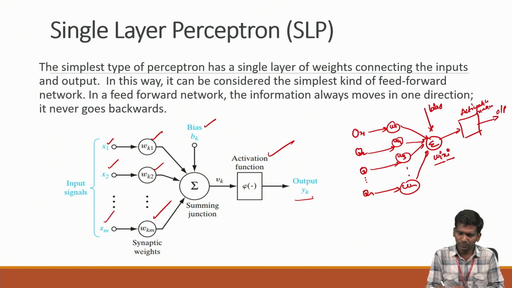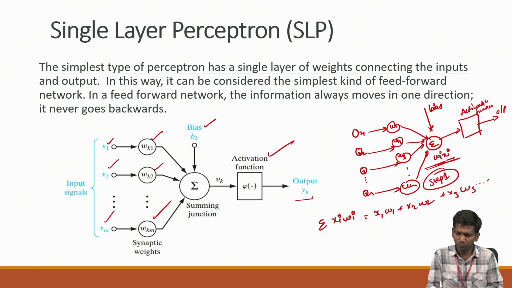If you observe here, how does the SLP process work? It works in two steps. In the first step, the inputs and weights are combined, so the summation of xi wi takes place. This is x1 w1 plus x2 w2 plus x3 w3, and so on up to xn wn. If n neurons are there, the summation will look like this. All that summation takes place in the first step.